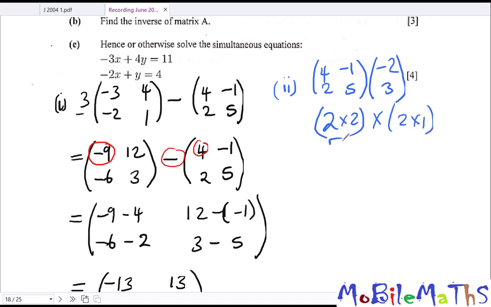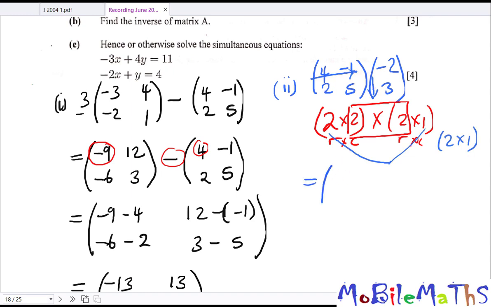This is row by column. So what happens is if we have similar numbers here at the center, it means we can multiply. Then your answer is going to be these two numbers, so it's going to be a 2 by 1 matrix. Okay, so let's do our row by column. So I'm doing row by this column. So it's going to be 4 times minus 2. Let me write a minus with a bracket, (minus 2).